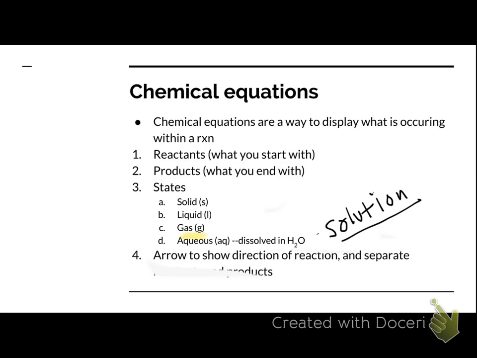And the last thing we have in a chemical equation is an arrow. This arrow shows us the direction of the reaction, and it also separates our products from our reactants together. Okay, if you don't have all this, pause this because I'm going to move on.